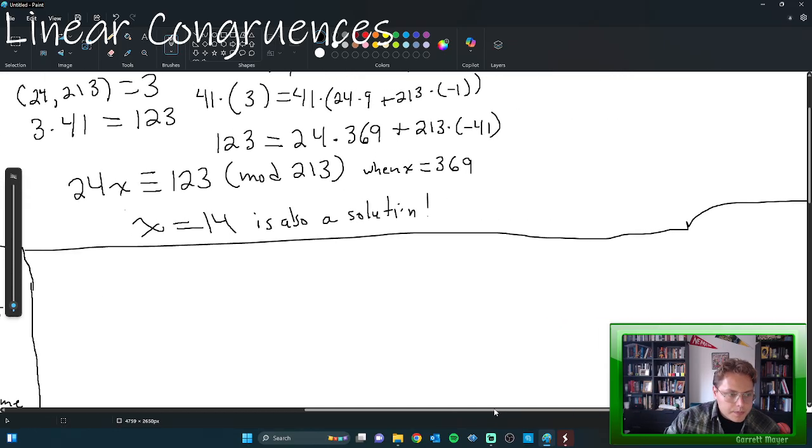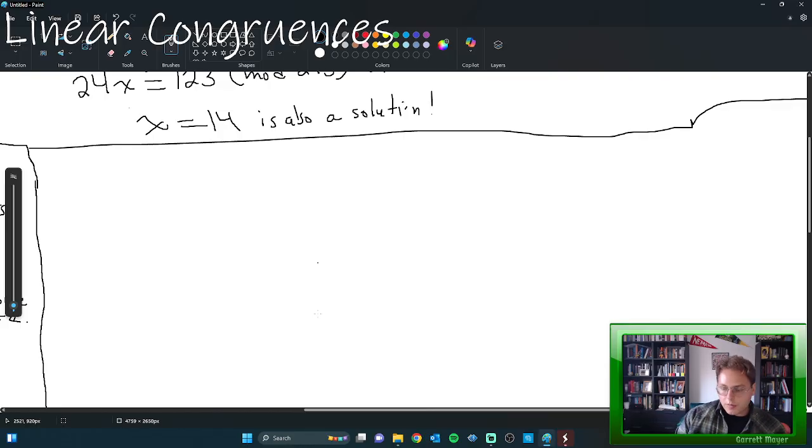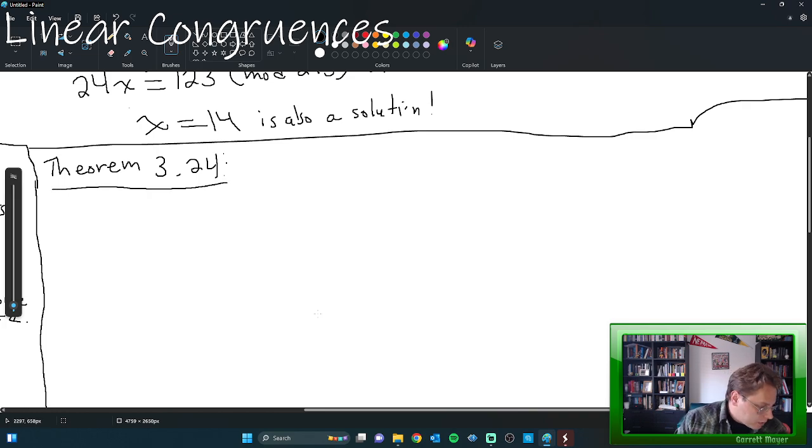Okay, so that's the next part. So next, what we're going to do is prove a theorem that lays out everything that we need to find all these possible solutions. So the theorem, we're going to let a, b, and n, not c, all be integers with n greater than 0.